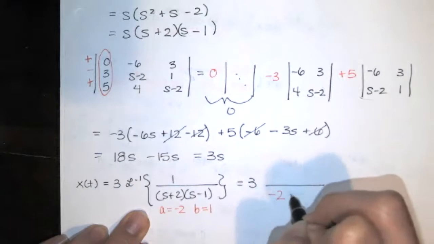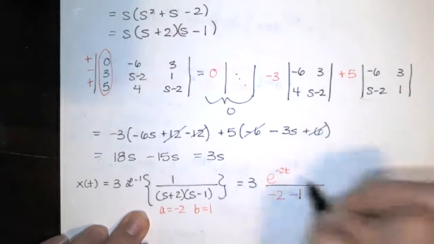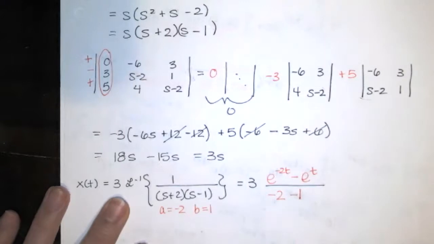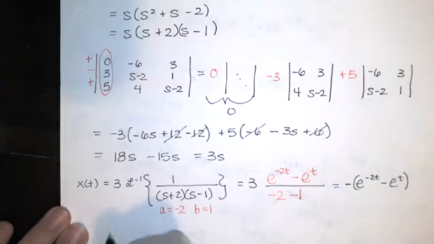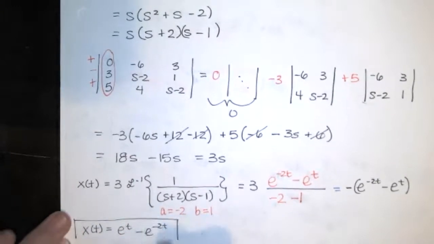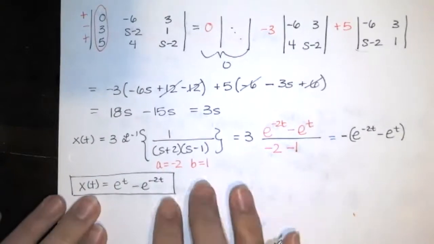So I have a minus b in the denominator, and e to the at minus e to the bt in the numerator. So I end up with a 3 and a -3 in that denominator. So that's going to reduce to a 3 divided by -3, which is -1, times e to the -t minus e to the t. If you distribute that negative, you'll get e to the t minus e to the -t as your x of t. Okay. So that's what we have right there as x of t.